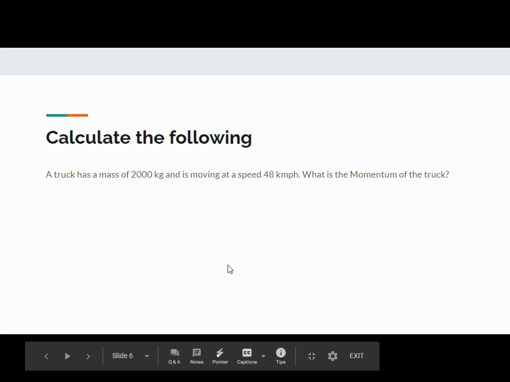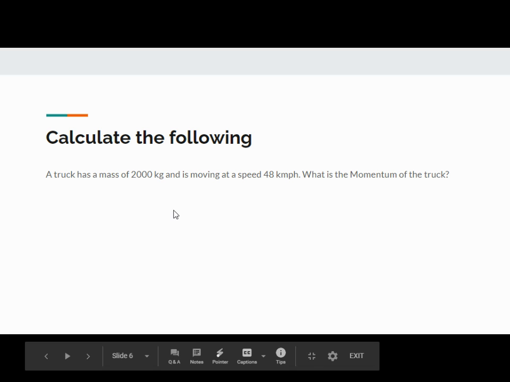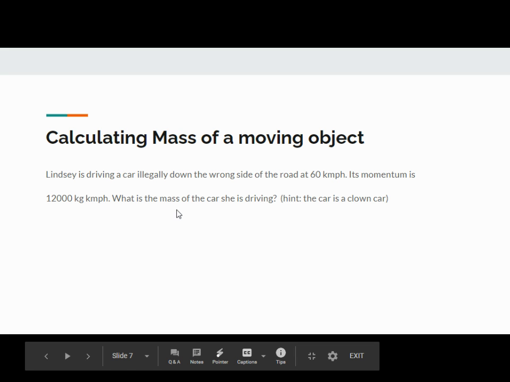A truck has a mass of 2,000 kilograms and is moving at a speed of 48 kilometers per hour. What is the momentum of the truck? So we take our 2,000. Remember, it is just a multiplication because we're looking for momentum. 2,000 kilograms times 48 kilometers per hour gives us a momentum of 96,000 kilogram-kilometers per hour. So that's the force that basically is coming with it.